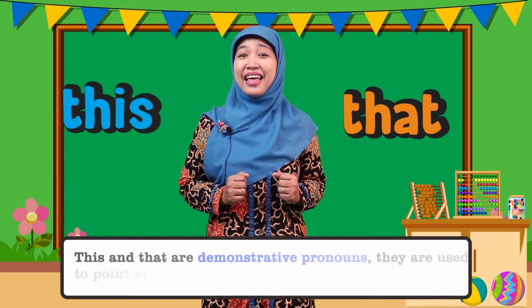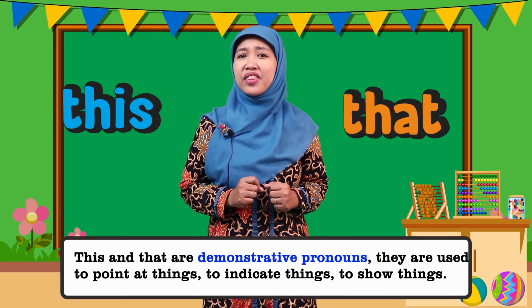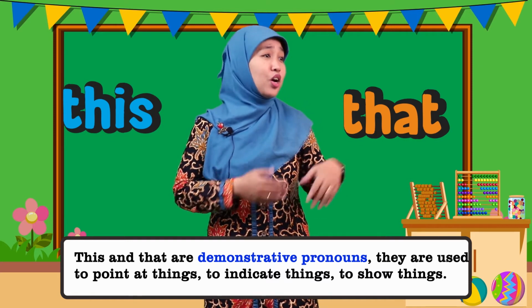Okay, now we are going to learn this and that. This and that are demonstrative pronouns. They are used to point at things, to indicate things, to show things. What's this? This. I'm pointing. I'm showing you a cell phone. This is a cell phone. What's that? That. I'm pointing. I'm showing you a clock. That is a clock.